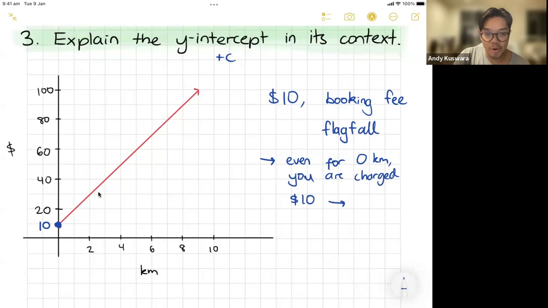Hope that helps. The only way that you really get good at this is by completing many different types of questions, with many different situations, with many different axes.